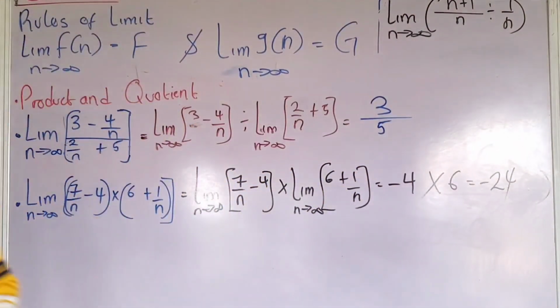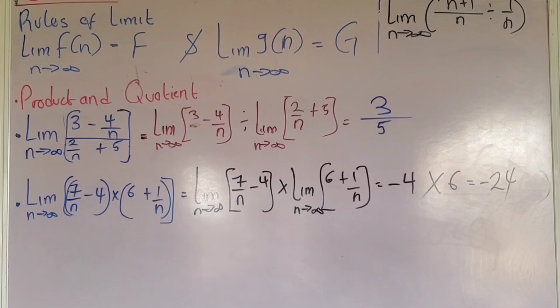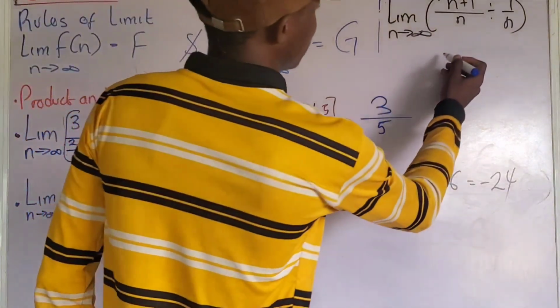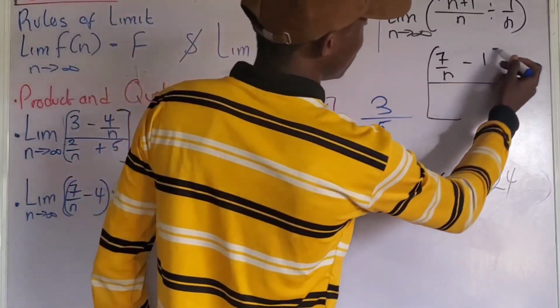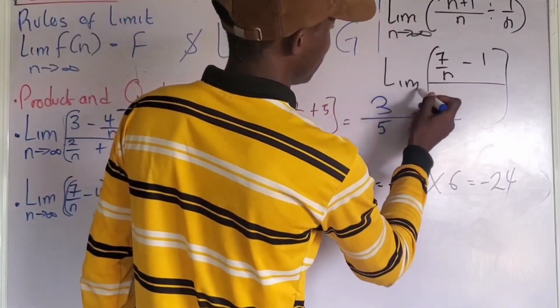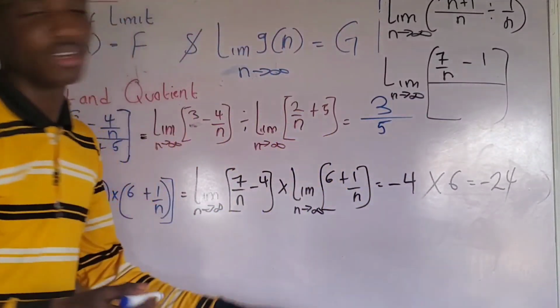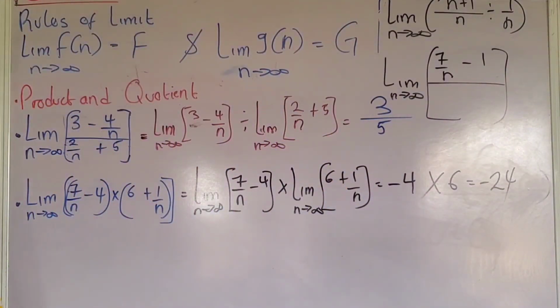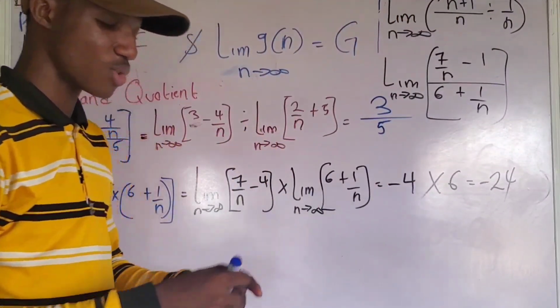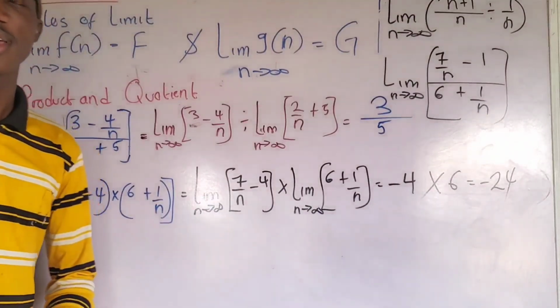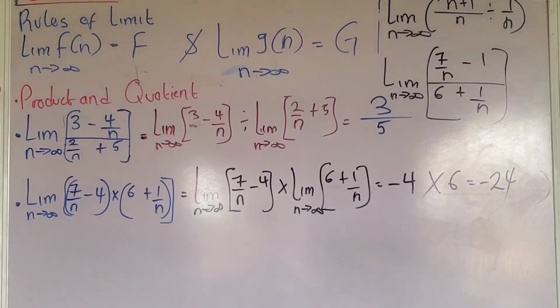Okay, now I want you to try this question. I want to take the limit of this function as n tends to infinity: 7 over n minus 4, all over 6 plus 1 over n, as n tends to infinity. I want you to attempt that question and drop your answer in the comment section. So that is the solution to the product and the quotient rules of the limit.